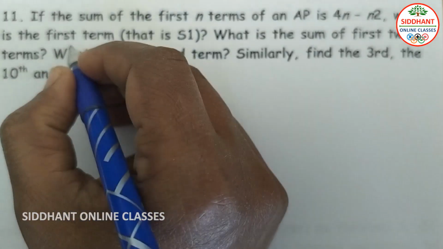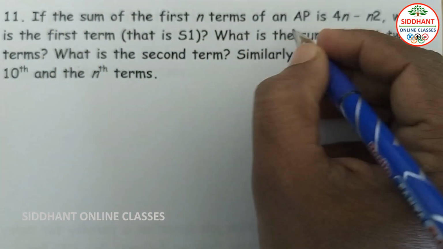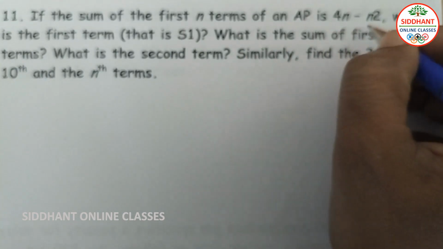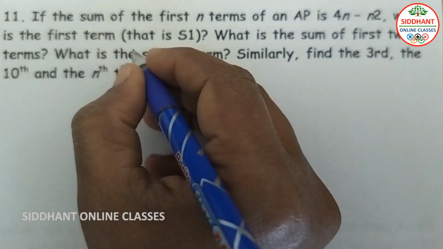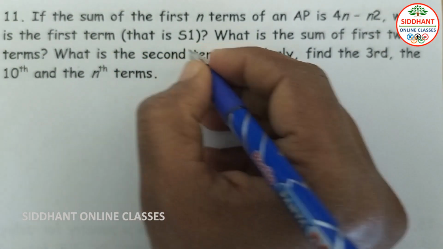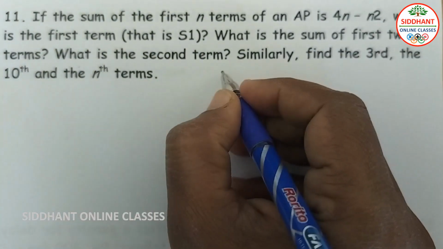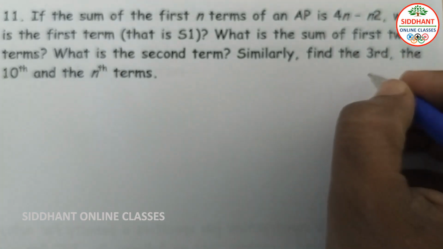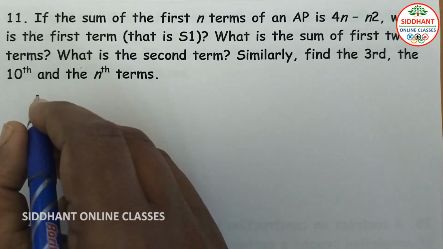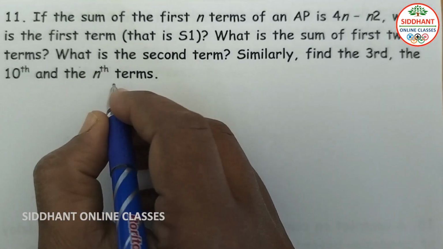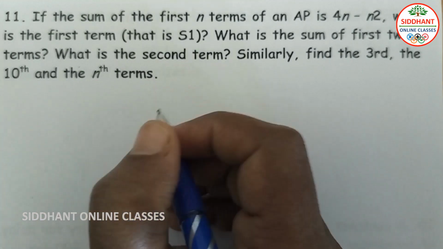Question number 11. If the sum of first n terms of an arithmetic progression is 4n minus n square, what is the first term, that is S1? What is the sum of first two terms? What is the second term? Similarly, find the third and 10th and also the nth terms here.